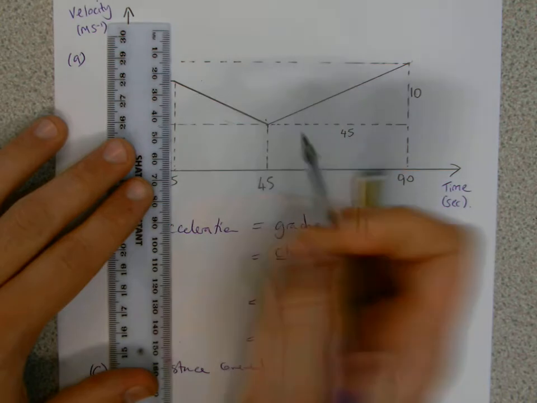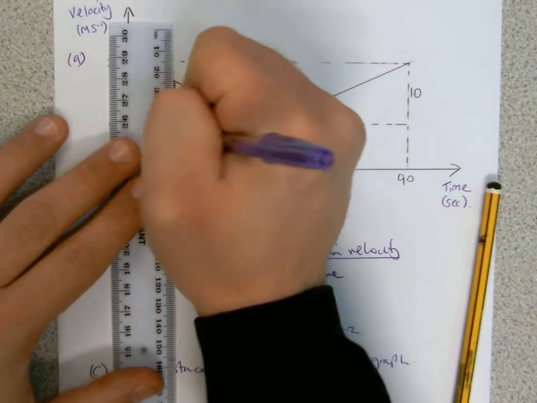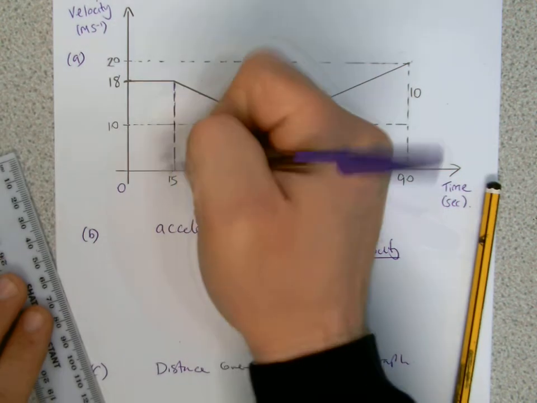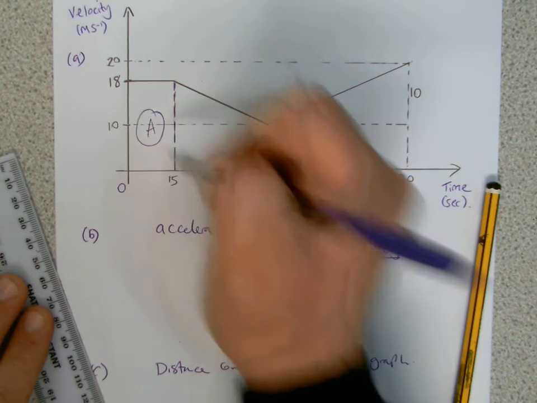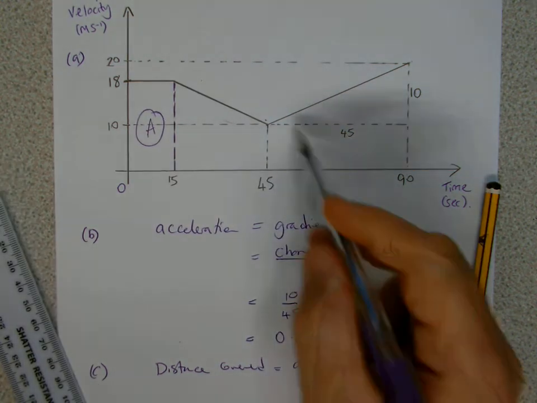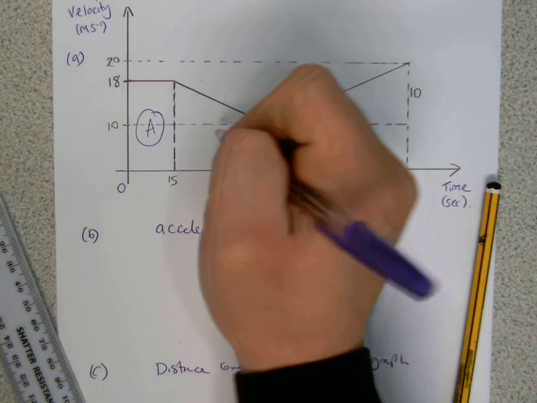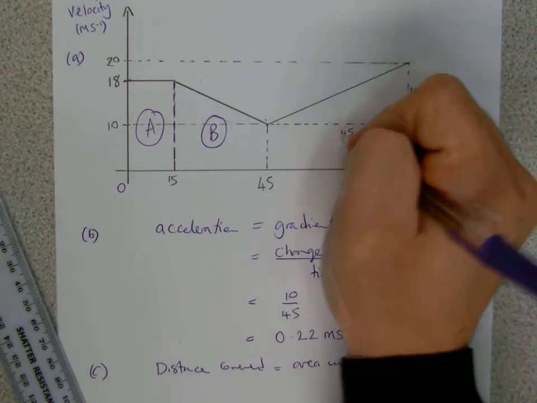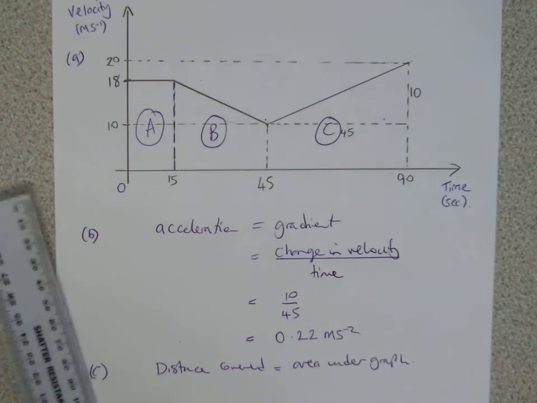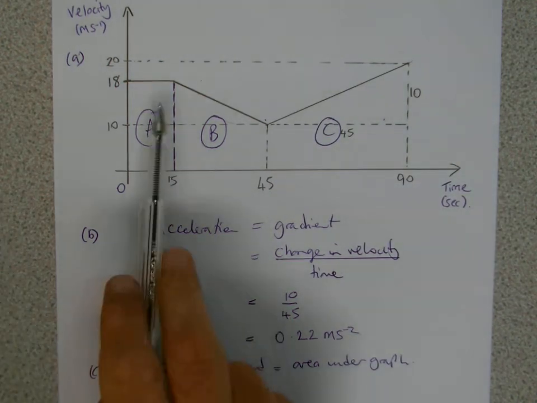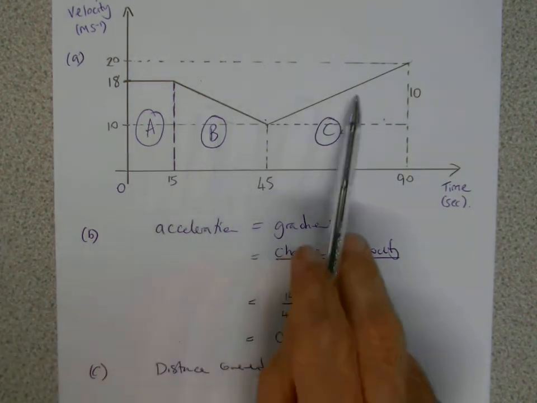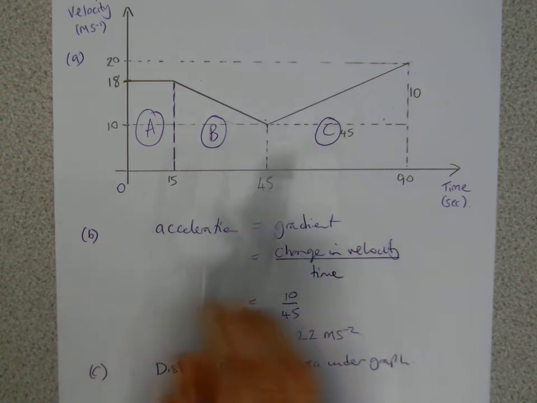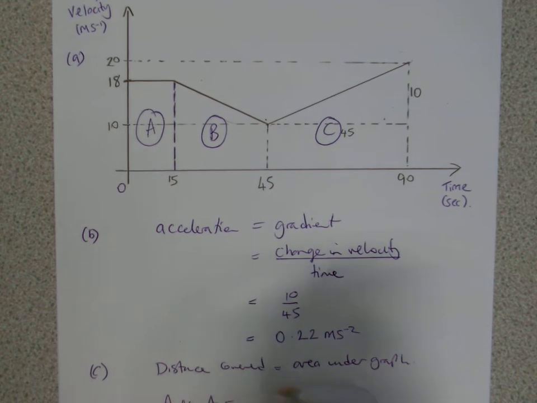Let me use a purple pen so I can highlight it to you here. We've got this shape here, which is a rectangle, so we call that shape A. Then we've got this shape here, which is a trapezium. And then we've got this shape here, which is also a trapezium. You don't have to split it that way. You could split them up into a series of triangles and rectangles, but it is much easier in this case here. Less work to do.